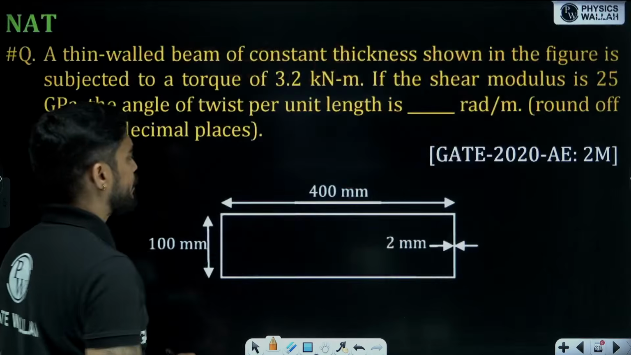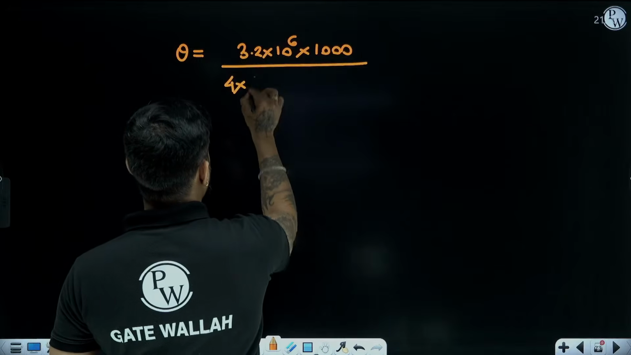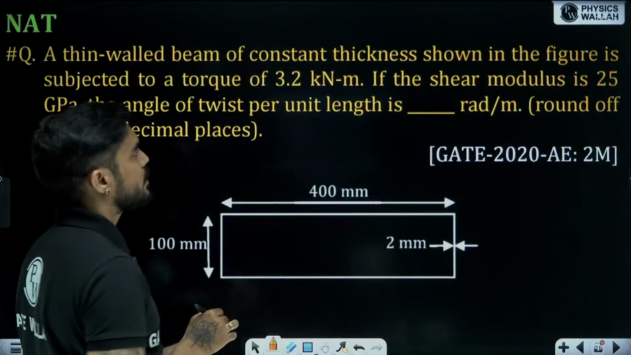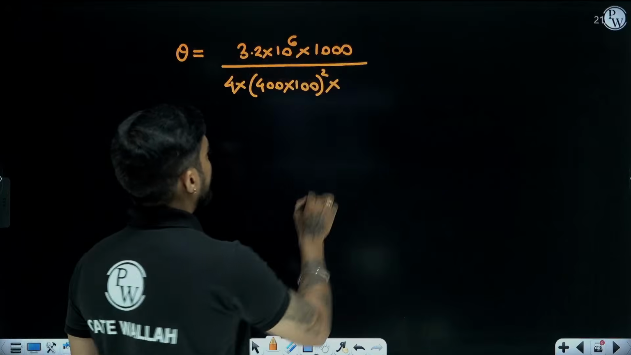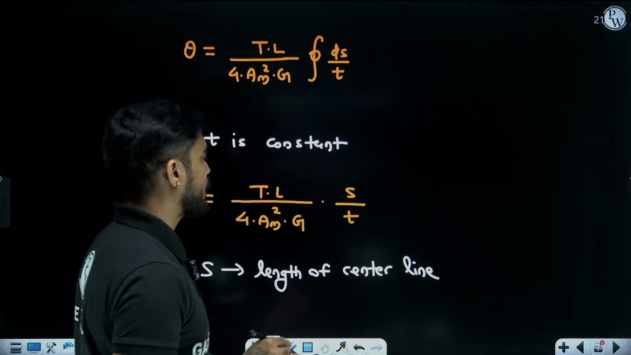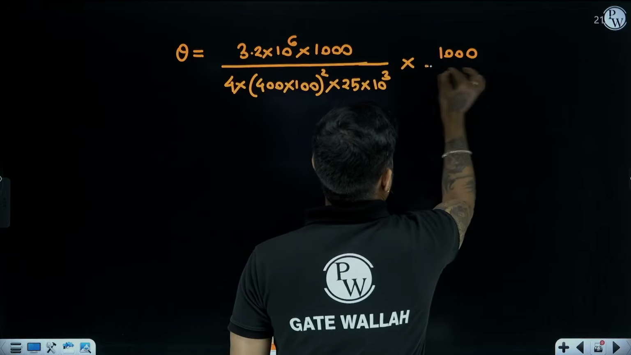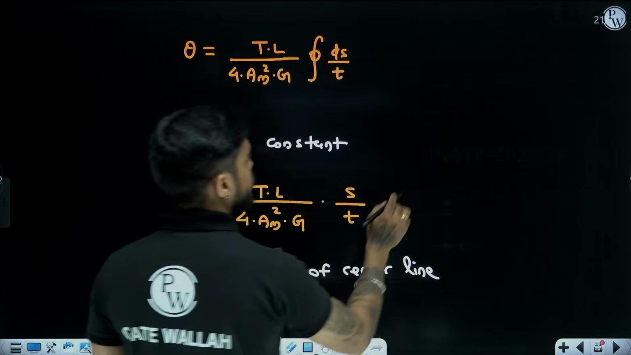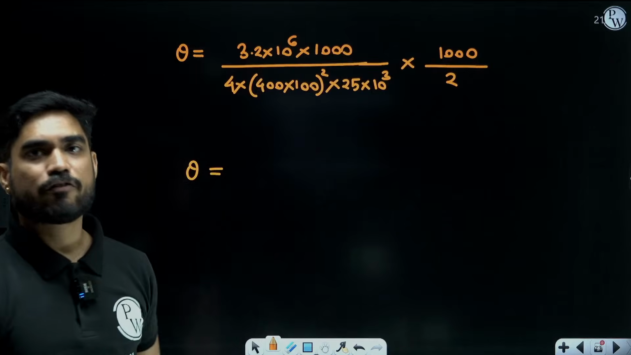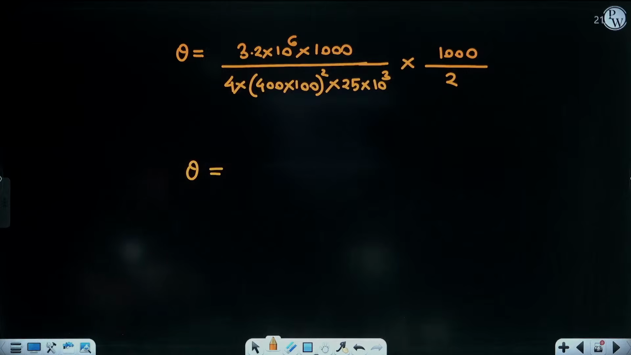What will be the area, beta? 400 by 100. Multiplied by G. Modulus of rigidity is 25 gigapascal, so 25 into 10 to the power 3 megapascal, multiplied by S. S is 1000, divided by t. Thickness is 2 mm. So from here you are going to get the angle of twist per unit length. So what is the answer?